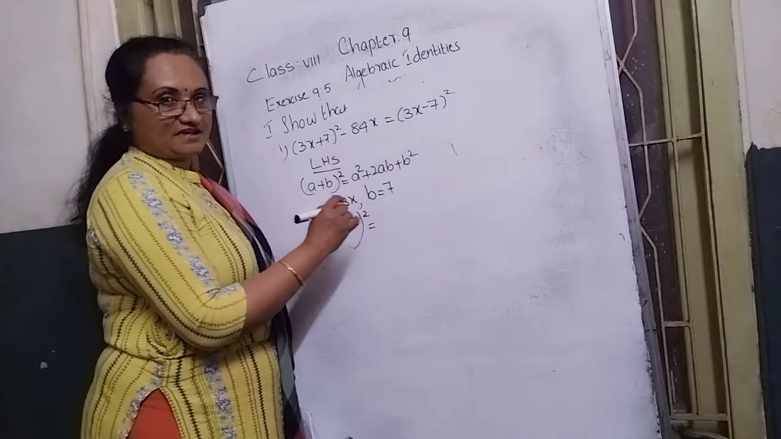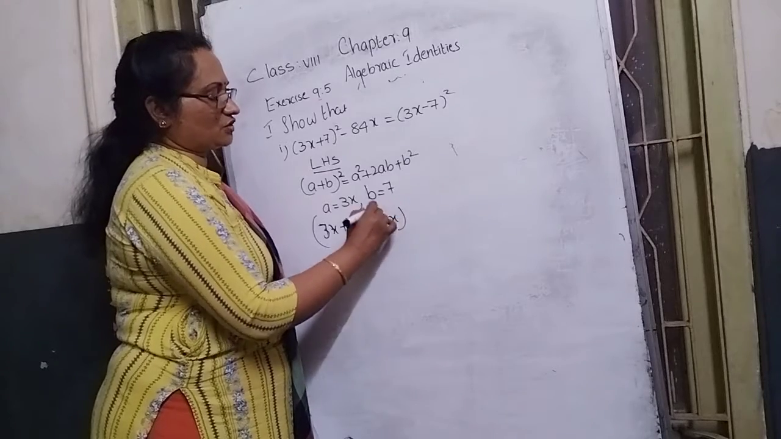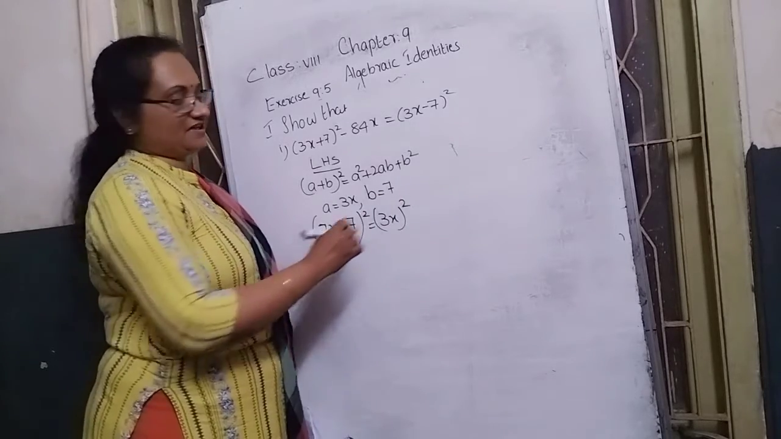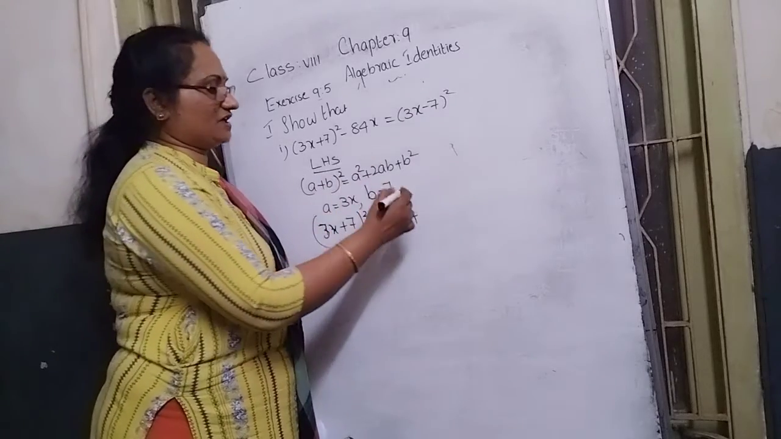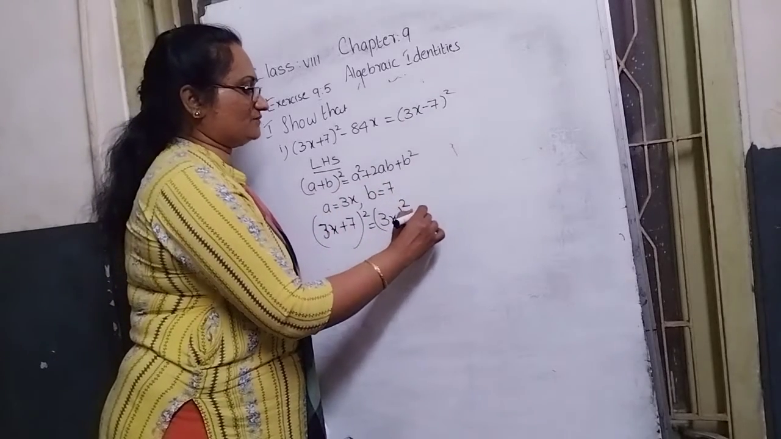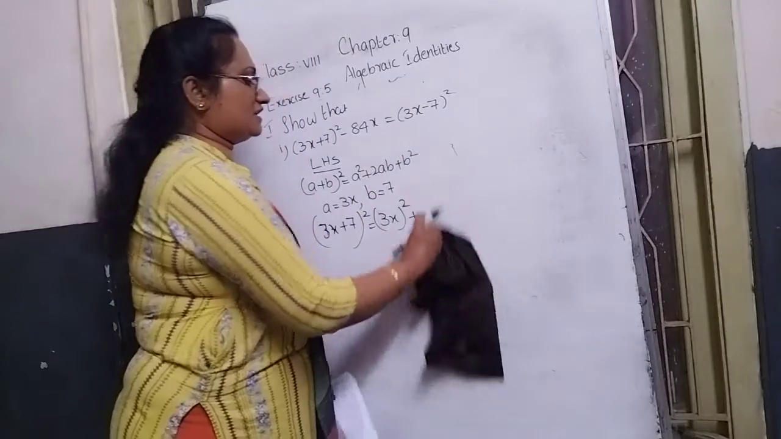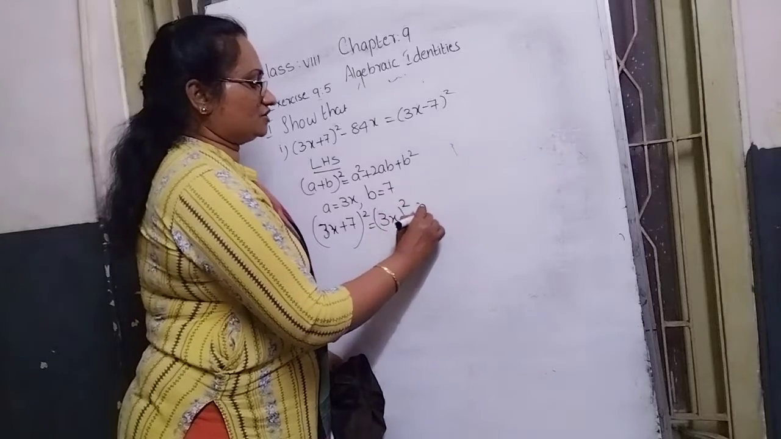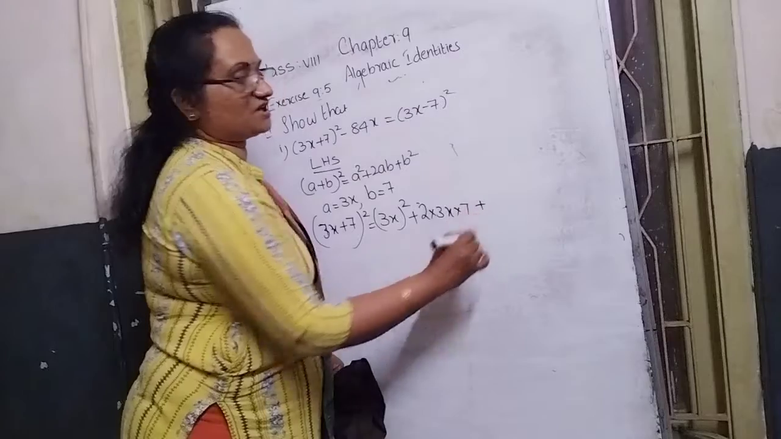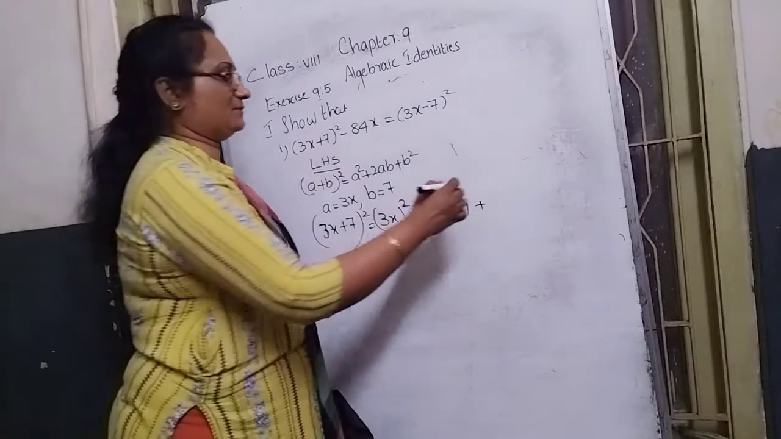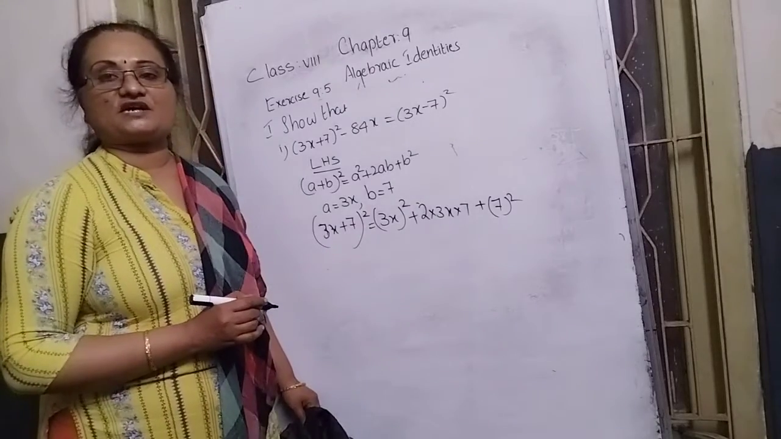Right side part: a value is 3x, but whole square is there. Then again plus 2 into a value into b value, a value is 3x, b value is 7, plus b value square, that is 7 the whole square. In this way we want to calculate.